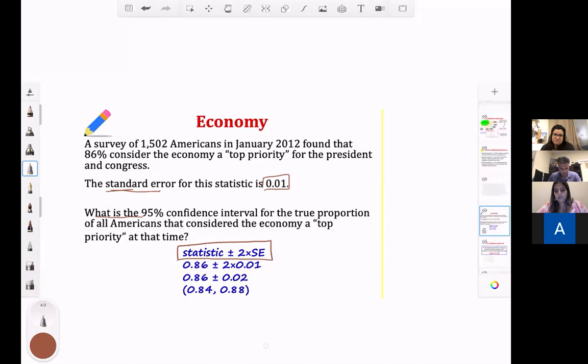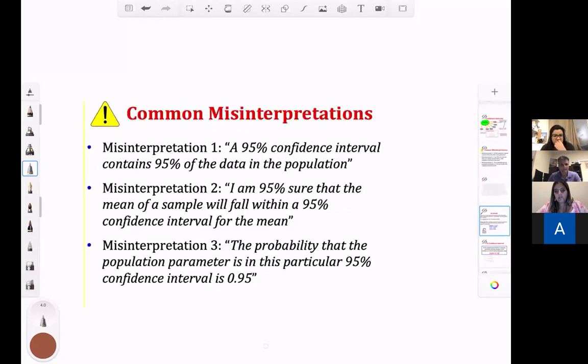Let's summarize. These are important things that we need to make sure we don't misinterpret. First one: a 95% confidence interval contains 95% of the data in the population. Not correct.